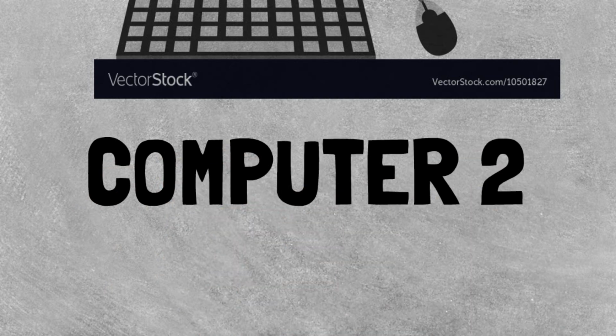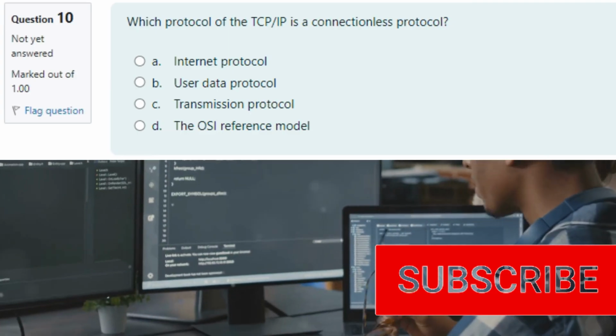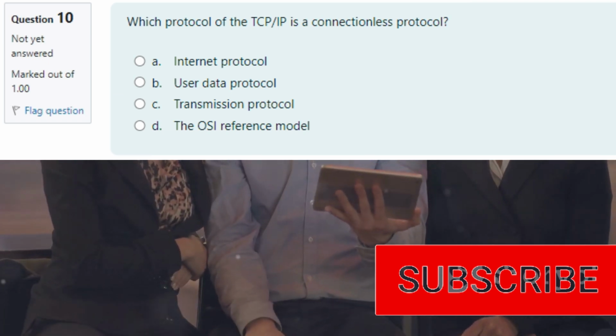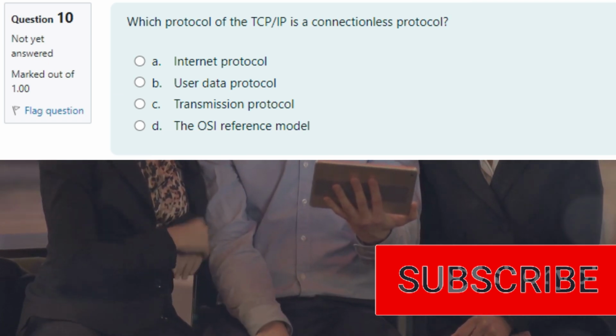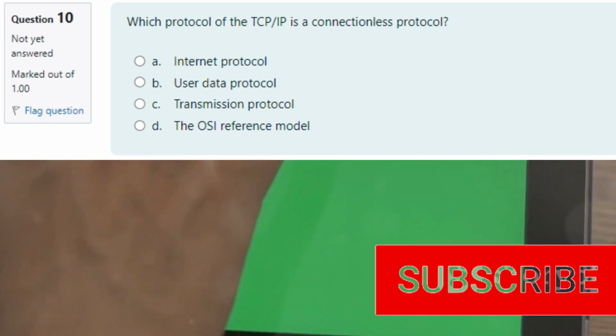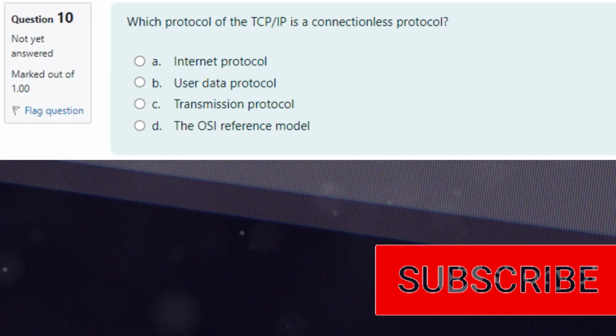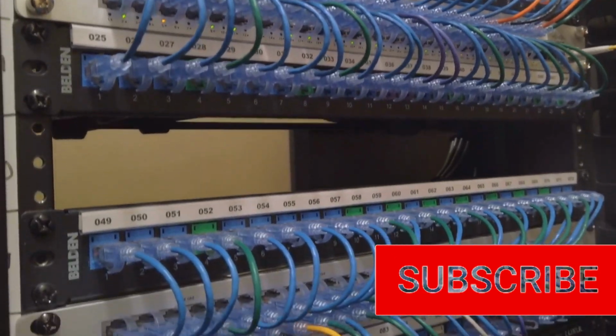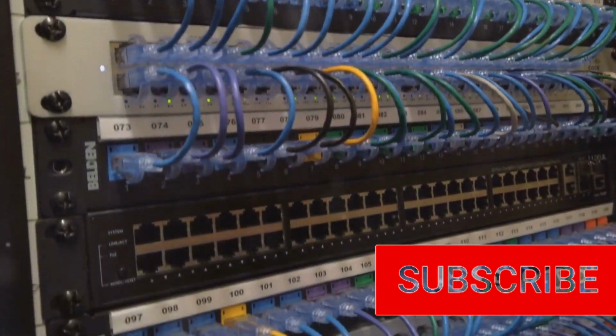Which protocol of the TCP/IP is connectionless? A. Internet Protocol. B. User Datagram Protocol. C. Transmission Control Protocol. D. The OSI reference model. So as you see, the question is about communication protocols in computers. Before answering the question, let's see the communication protocol in detail.